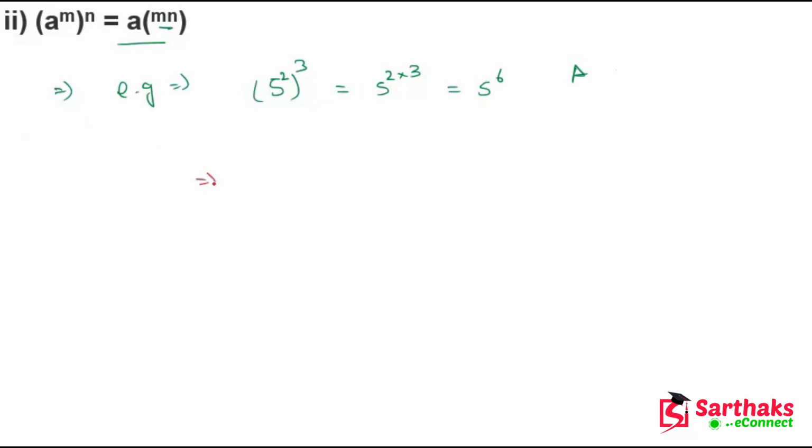So now if we take 1000 raised to power 3 and raised to power 4, then the result should be 1000 raised to power 3 into 4, the product of these exponents. Okay, understand, my dear friend? I hope you get this point.